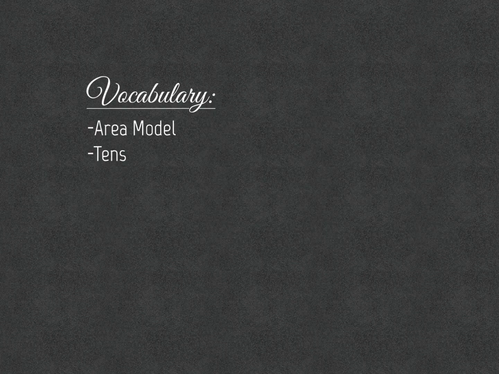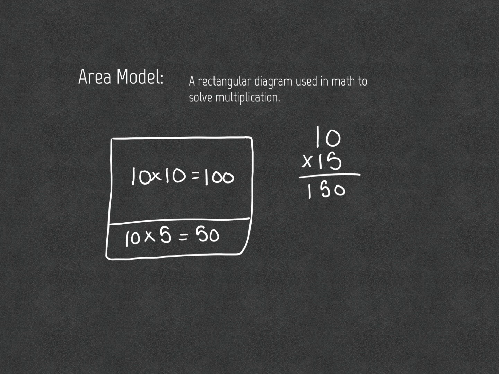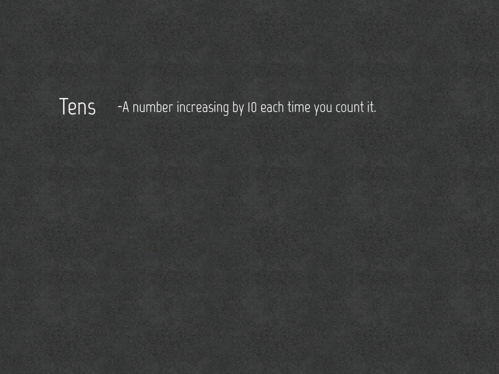Vocabulary: area model and tens. Area model, a rectangular diagram used in math to solve multiplication. This square box or rectangular box is an area model. In this slide, I showed 10 times 15 is 150. In the bigger box, you have 10 times 10 equals 100, and in the smaller box, you have 10 times 5 equals 50. Tens, a number increasing by 10 each time you count it.